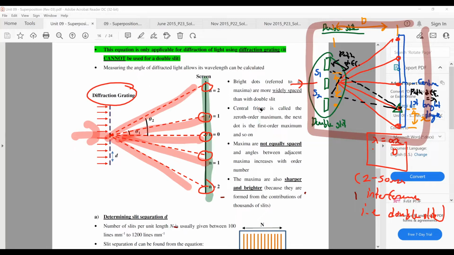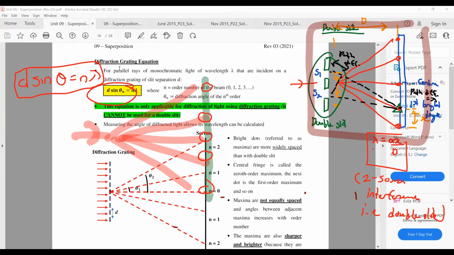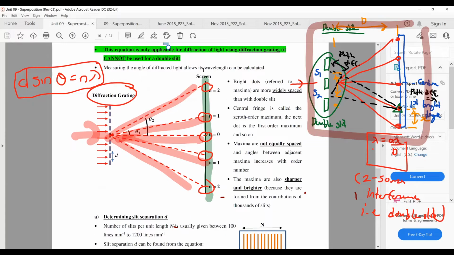That one is actually d sine theta equals n lambda. Okay, this one is specific only for diffraction grating. And every time you see mention of diffraction grating, you need to use this. Okay, I actually wrote it at the top part here, where we tell you small d here is the slit separation, n here is the order number, then theta is the angle of diffraction. So d, this is where the confusion starts to arise for some people.